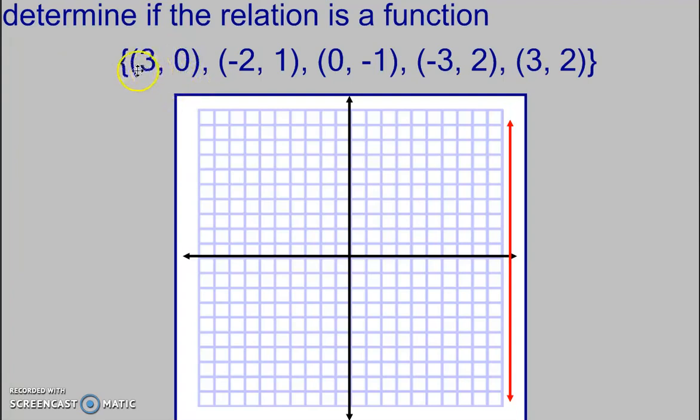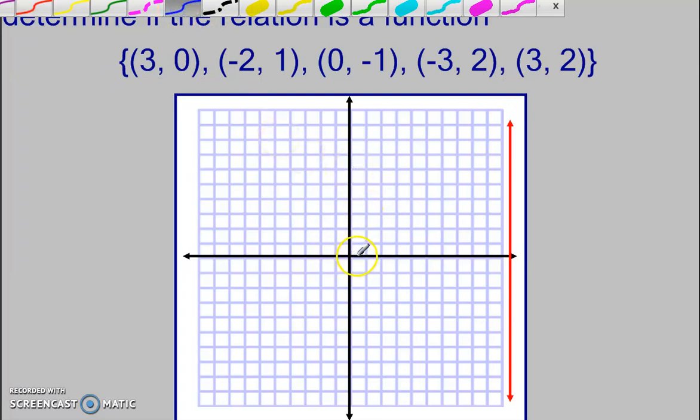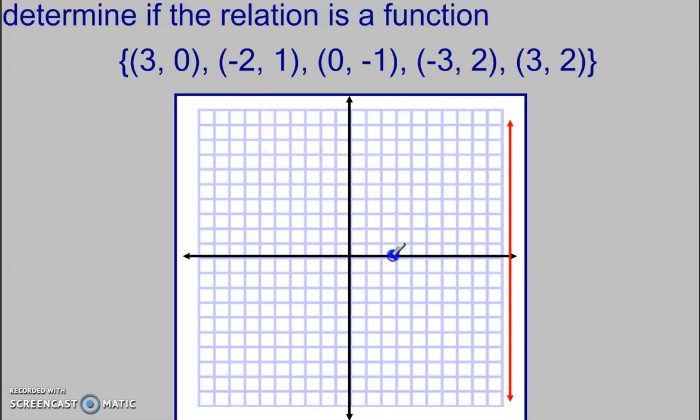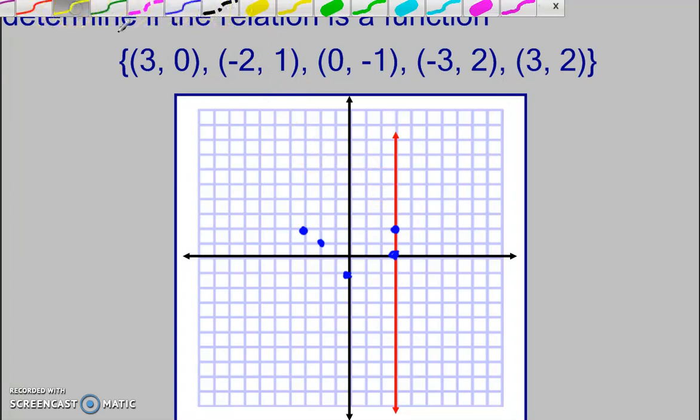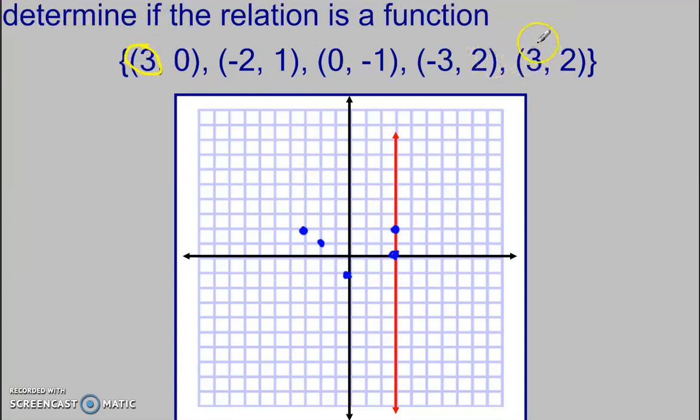I could graph this. If I have 3 and 0, graph 3 and 0, negative 2 and 1, 0 and negative 1, negative 3 and 2, and 3 and 2. My vertical line test would show me right there it touches 2. Remember, this is the same relation from the beginning. We have 3 and 3 repeating, so that is not a function.